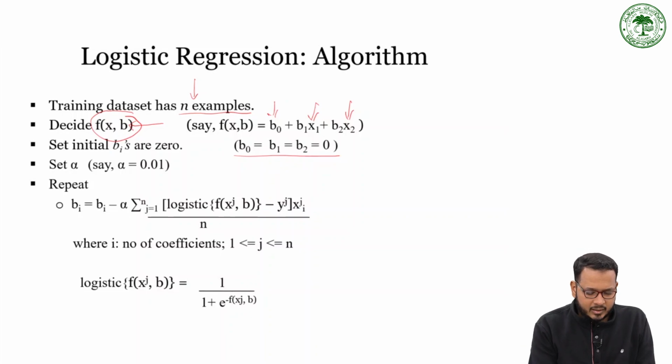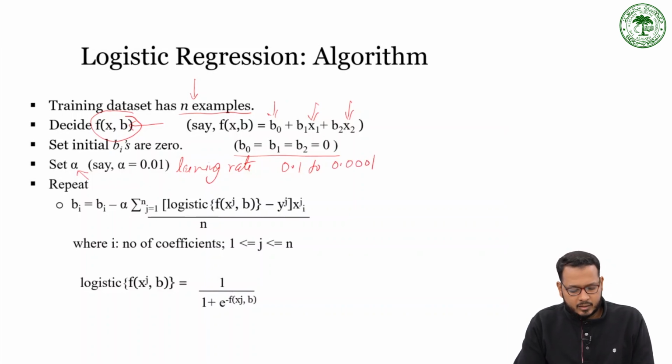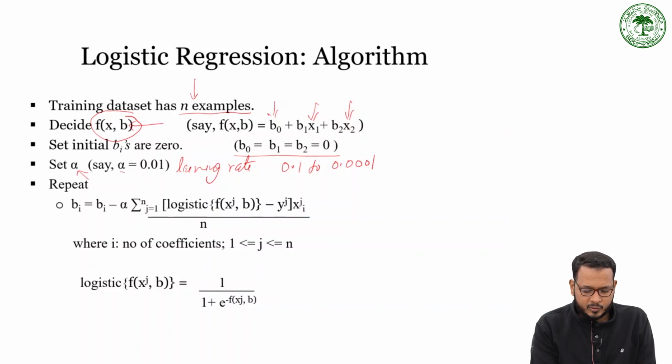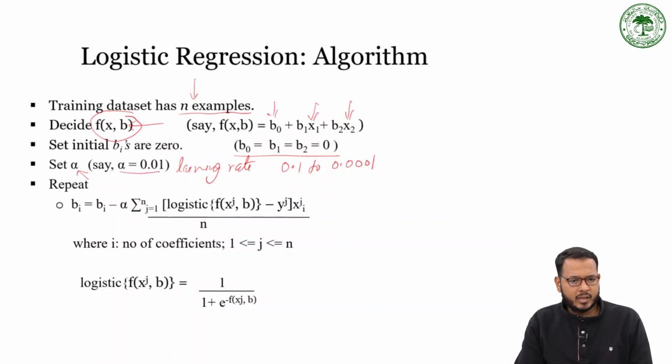We also take alpha. Alpha here represents the learning rate, which usually takes a value between 0.1 and 0.0001. In this specific case, you might consider a learning rate value of 0.01.